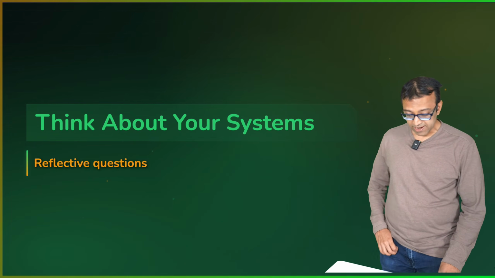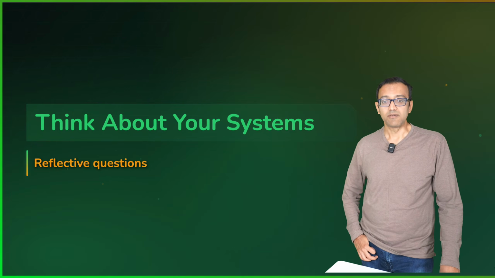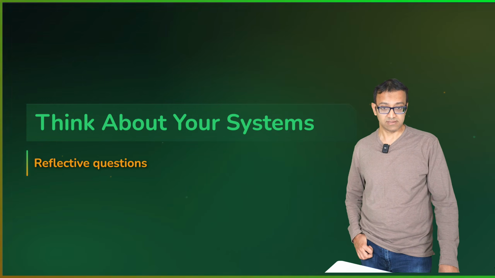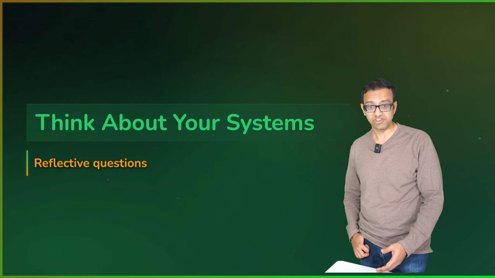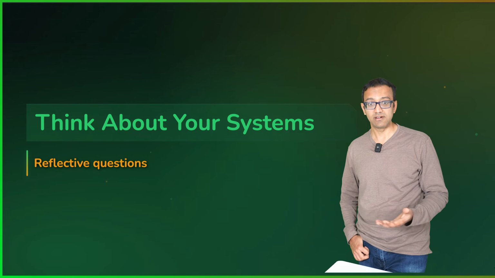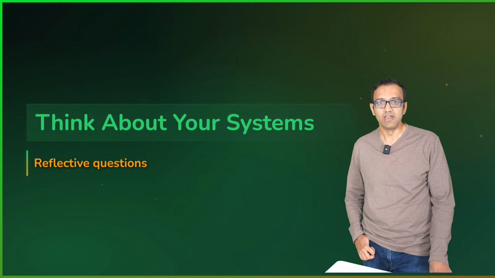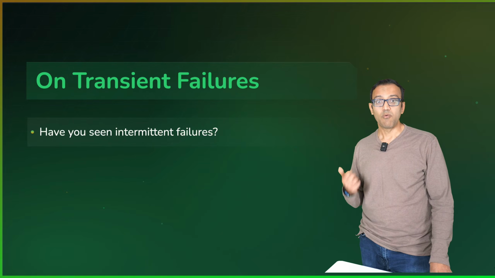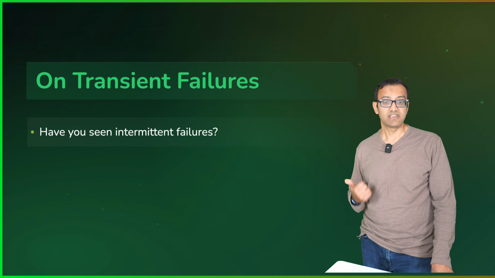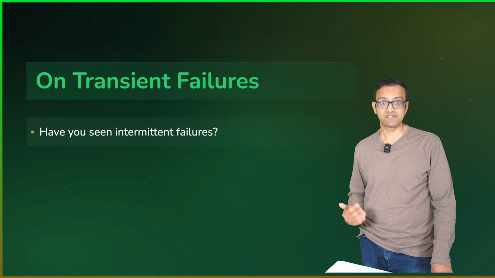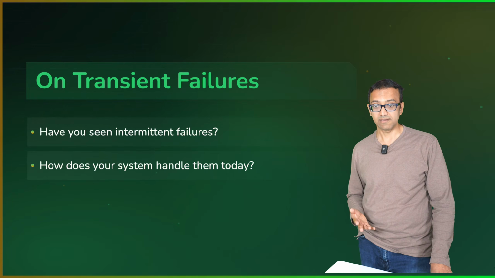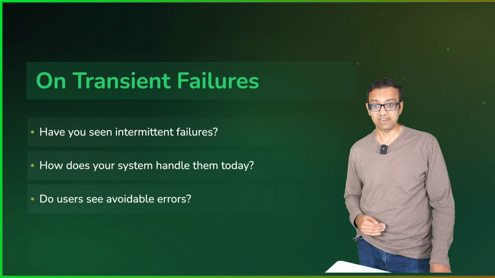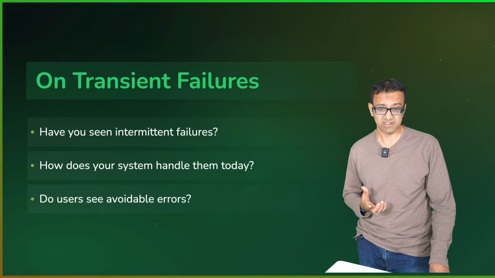Now, we're going to take a break, and while we have the break, I want you to reflect on this. Think about your own systems, the things that you're working on on the job and writing code for, and look at the two problems that we've discussed. What are your transient failures? Do you have intermittent failures? If so, how do you resolve them today? How does your system handle them, and how do users see and perceive it? Ask yourself these questions in the break.